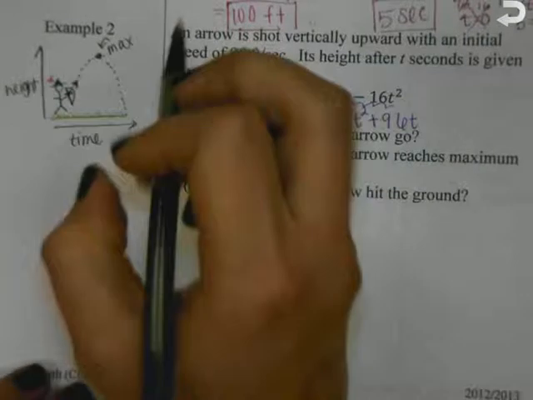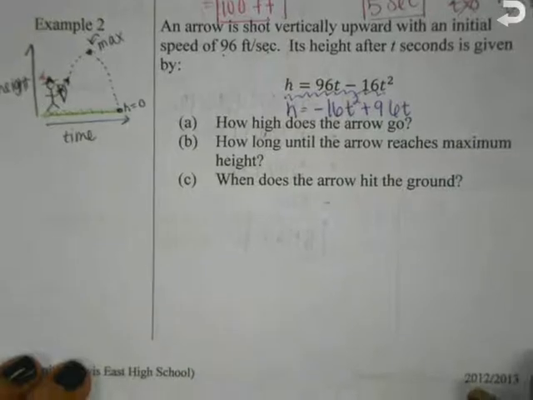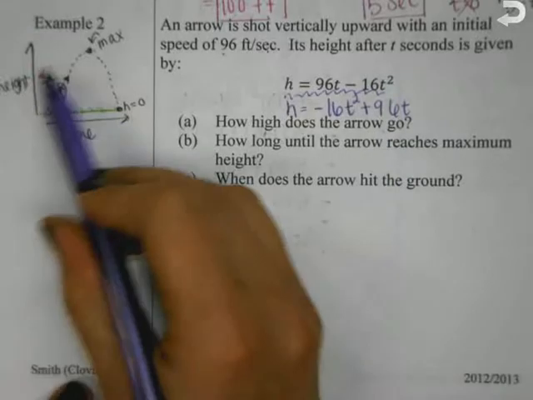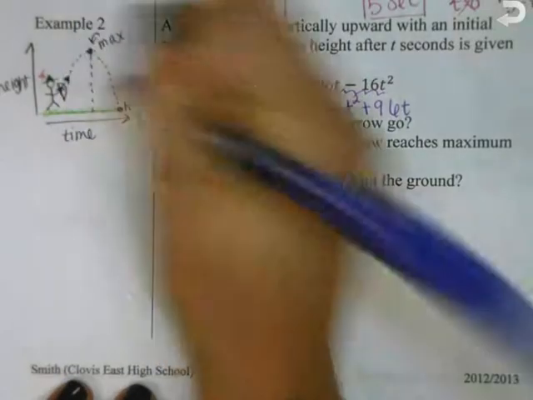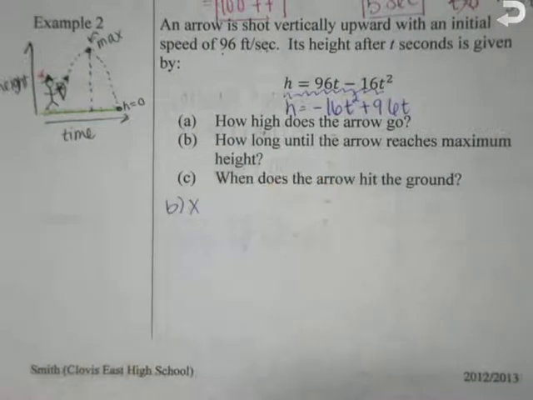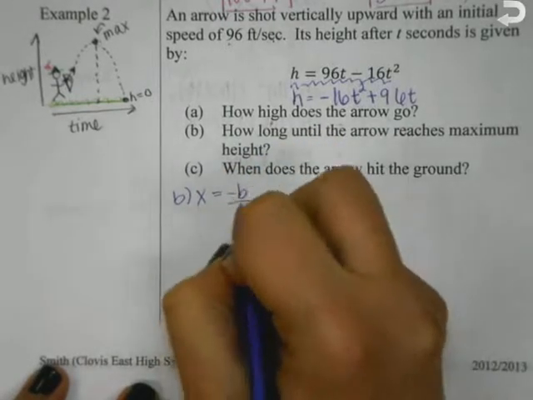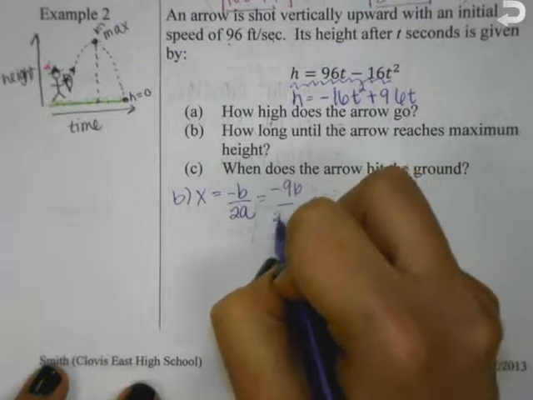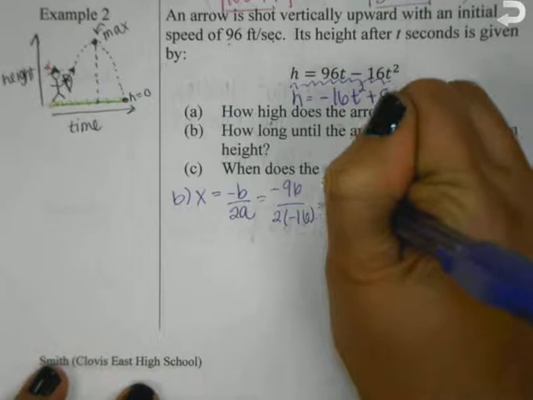So let's start looking at the problem. How high does the arrow go? We can't tell what that maximum height is until we know what time it reaches its maximum height. So we're going to answer part B first. We're just going to use our good old formula, x equals negative b over 2a, to give me negative 96 over 2 times negative 16. So that's going to give me negative 96 over negative 32. So my t is going to be equal to 3 seconds.